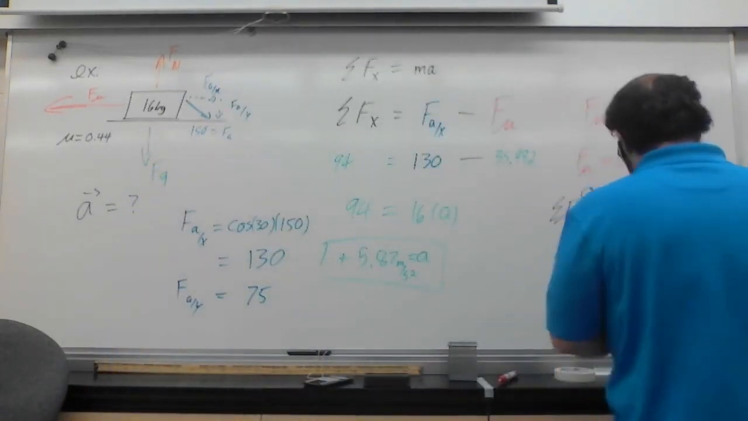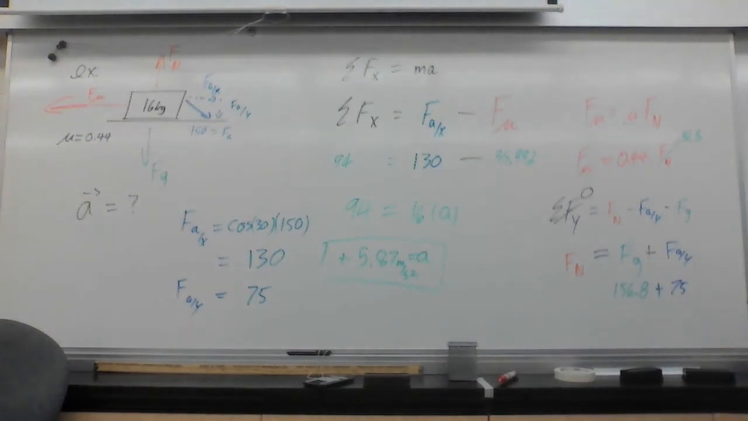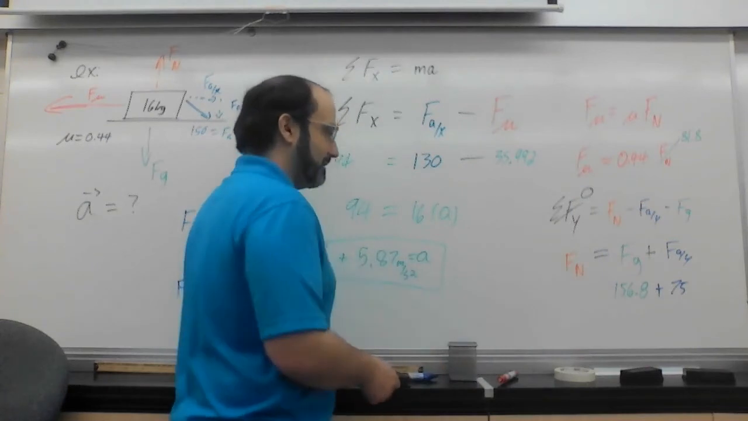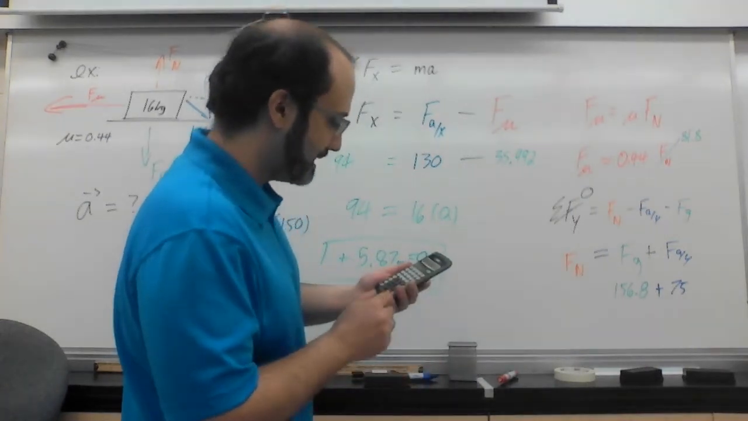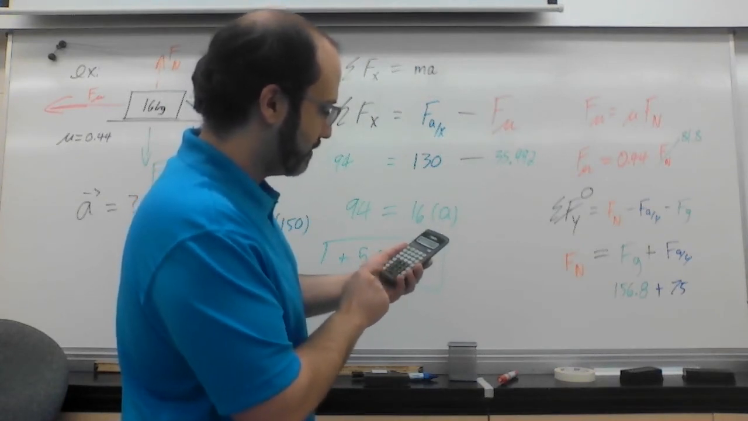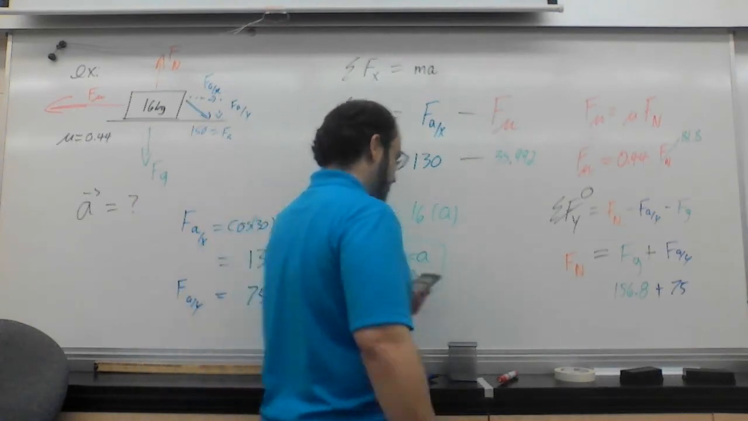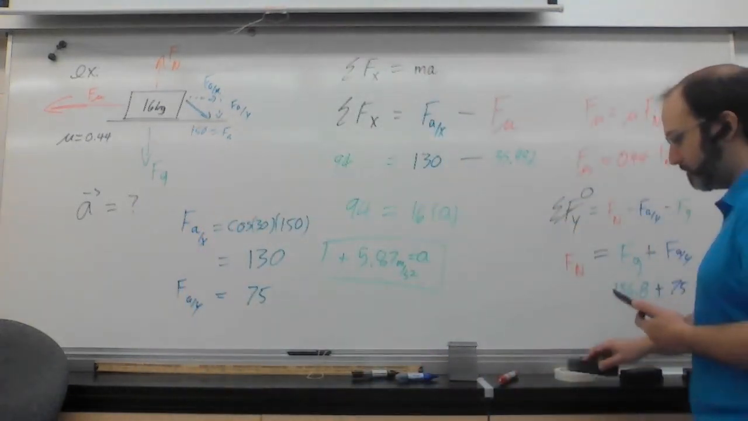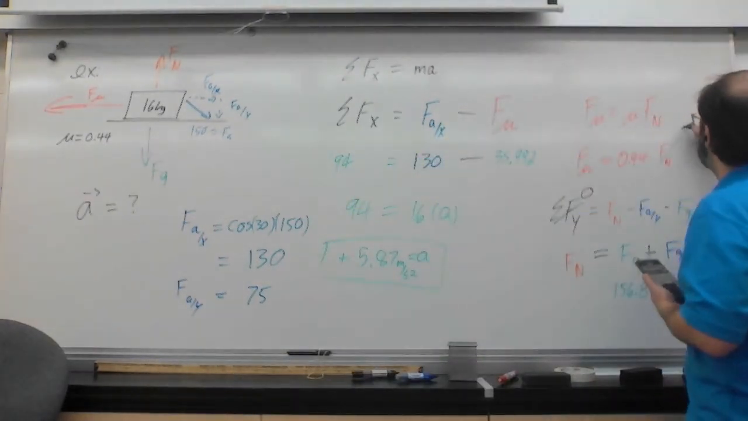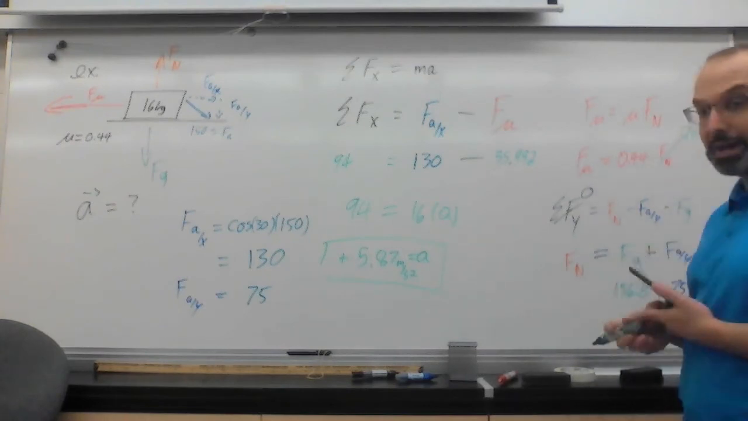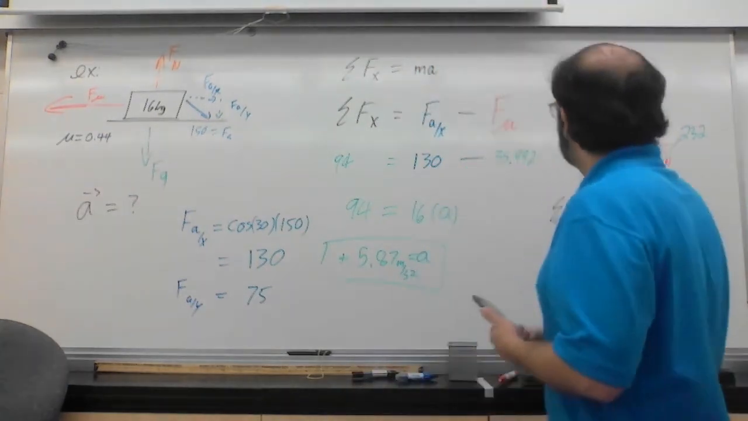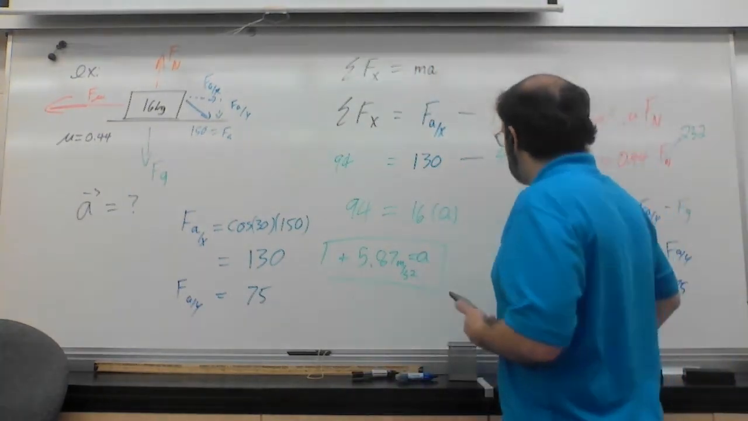So this is the only change we have to make. It's no longer 156 minus 75, it's now plus. So I go 75 plus 156.8 equals. That gives me 231. So this force normal is now 231, 232 basically. Why is it bigger? As I mentioned, because you're pushing down, the table has to push up harder. 232. That means this becomes 232.